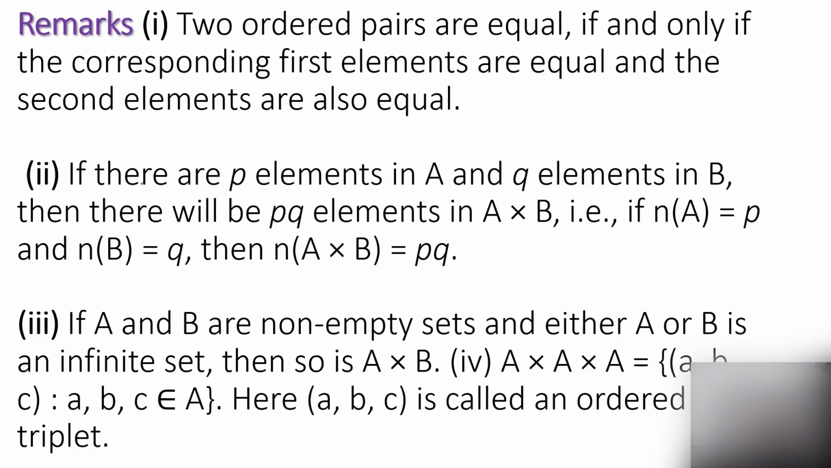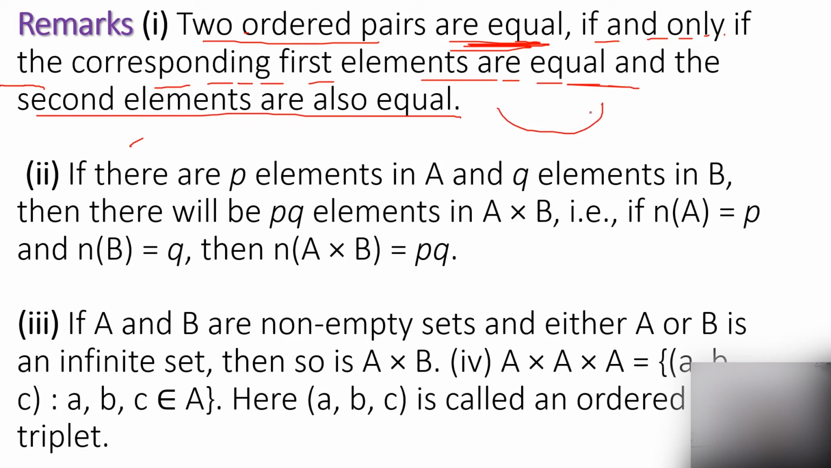Next, a few remarks I have. First remark is about two ordered pairs being equal. When can we say that two ordered pairs are equal? If and only if the corresponding first elements are equal and the second elements are also equal. First equal to first and second equal to second, then only we can say that these two ordered pairs are equal. If there are p elements in A and q elements in B, then there will be p into q elements in A cross B.